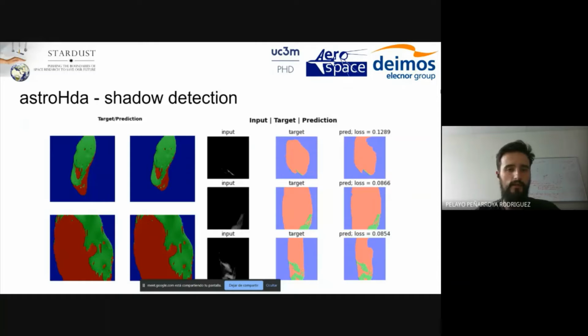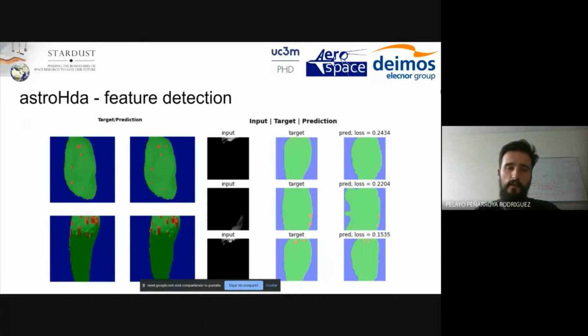So the first layer is the shadow detection. Shadow detection presents really good results. And the top losses that we see on the right-hand side belong to the images that are very dark, where we can barely see the asteroid. The loss value comes predominantly from the limb estimation and not so much from the shadow estimation, which is actually pretty on point, as you can see.